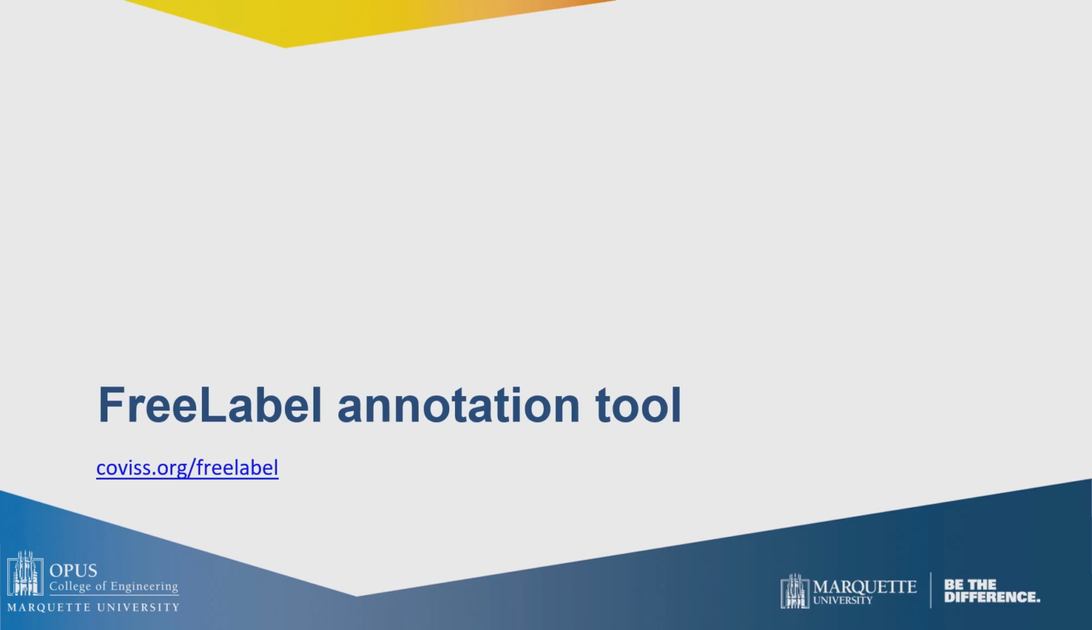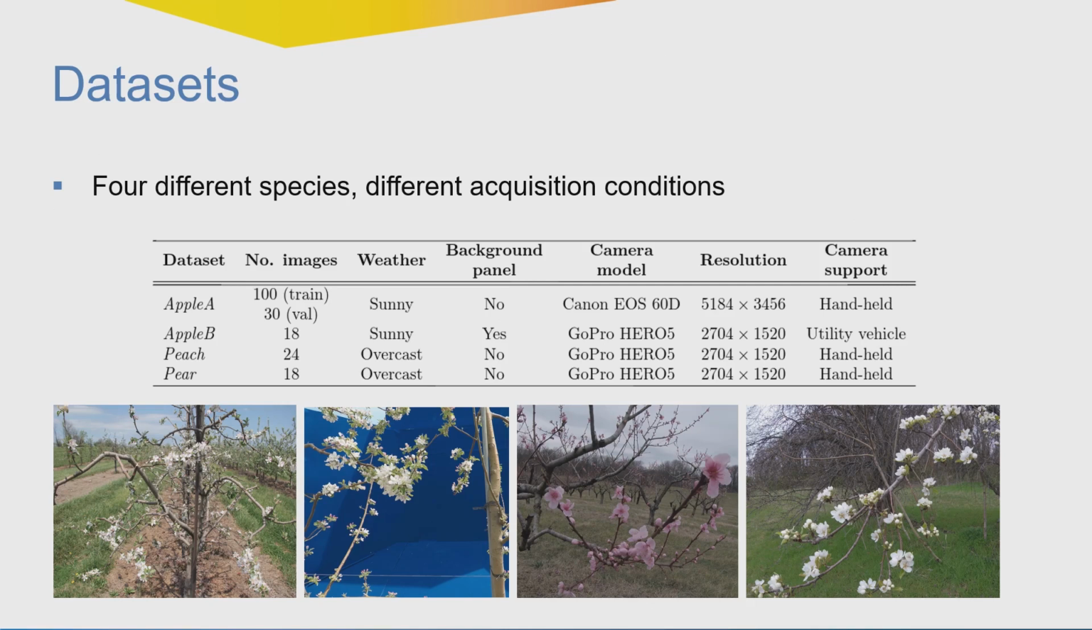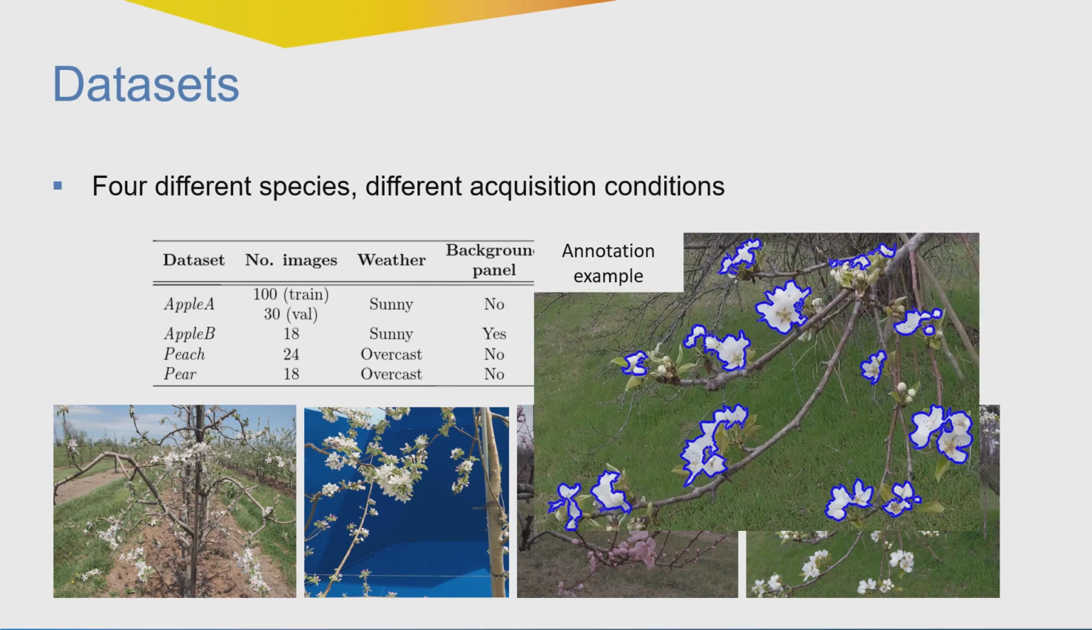So this is where our idea of having an annotation tool for helping with that showed up. So these were the datasets we annotated. As I mentioned, in the long term we want something that is robust in terms of acquisition conditions and also species. So we have here two datasets of apple flowers, one dataset of peach flowers, and another one of pear flowers. Some of them were taken on sunny days, some in overcast weather, with different types of resolution, cameras, and so on. And this was one example of the quality of annotation we were able to collect to compose this dataset.